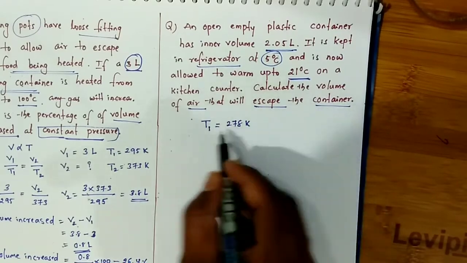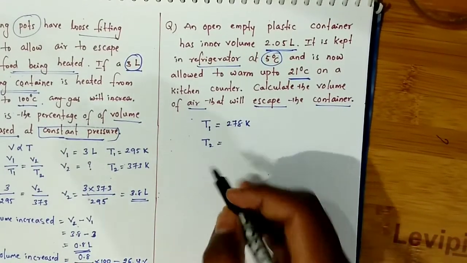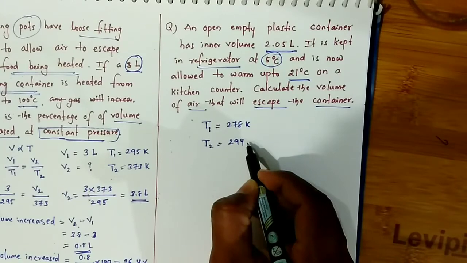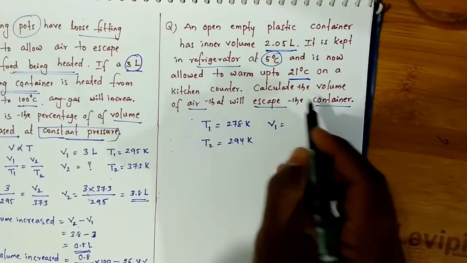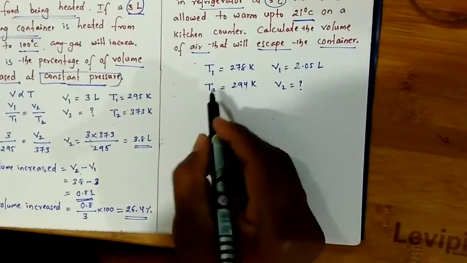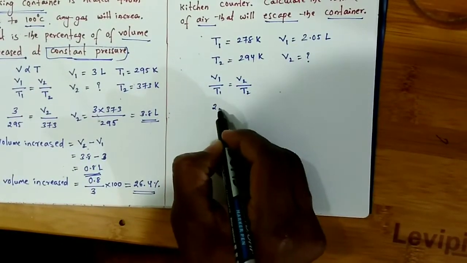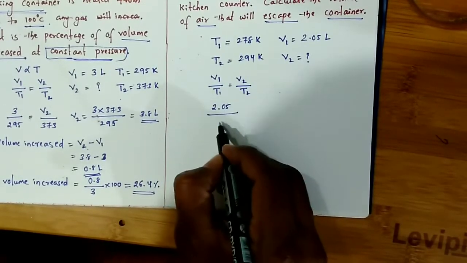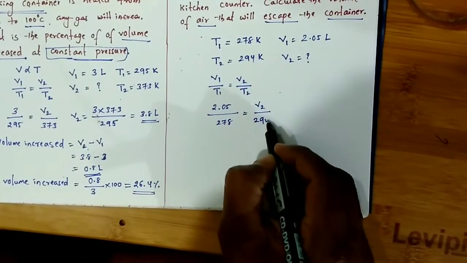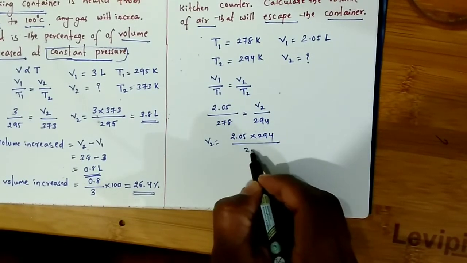It is allowed to warm when the container was taken out and kept at what temperature in the kitchen? 21 degrees centigrade. So T2 is 21 degrees centigrade, which we also convert into Kelvin scale, that is 294 Kelvin. What is the volume of the container? Actually 2.05 liters. Let us find the final volume. V1 by T1 is equal to V2 by T2. V1 is 2.05 liters, T1 is 278 Kelvin, equal to V2, which we have to find, T2 294. So V2 equals 2.05 into 294 by 278.